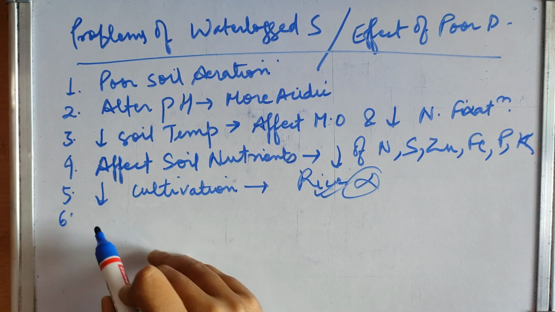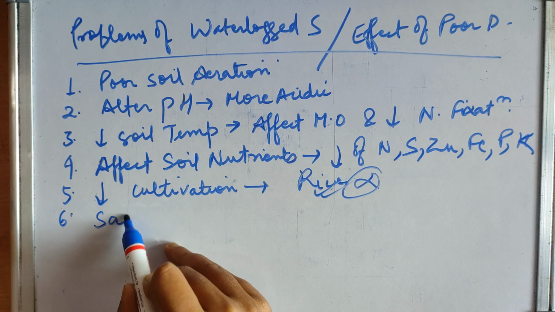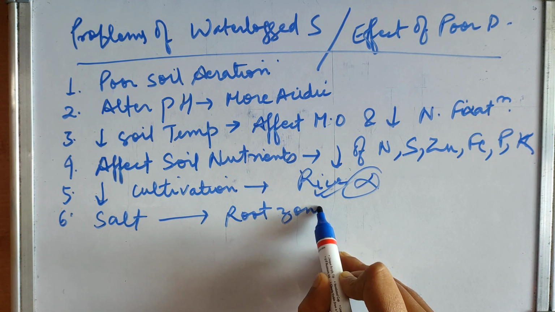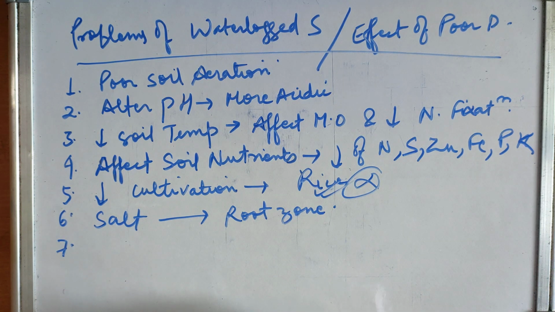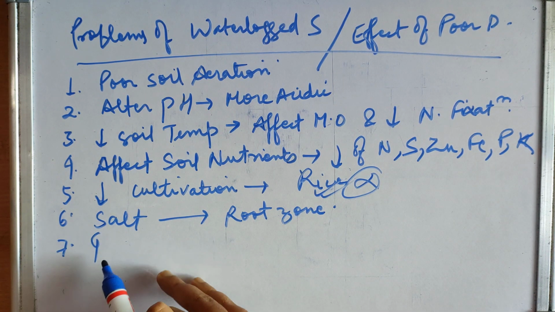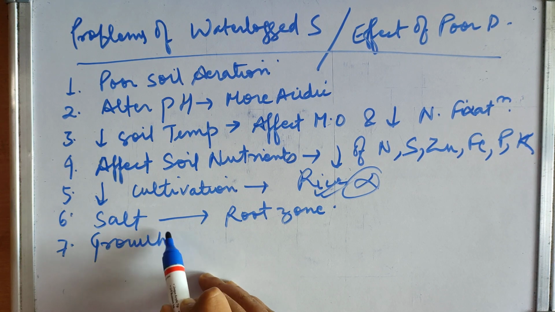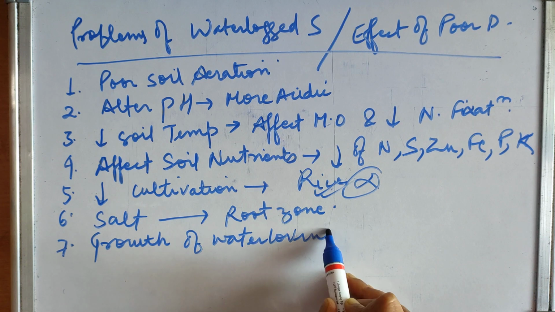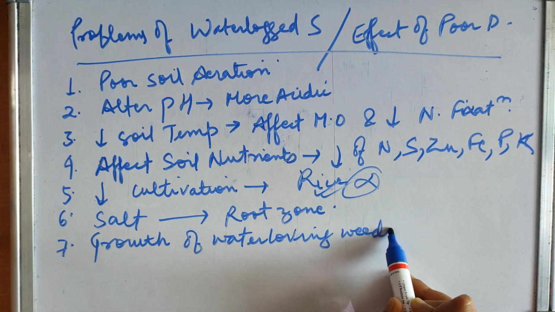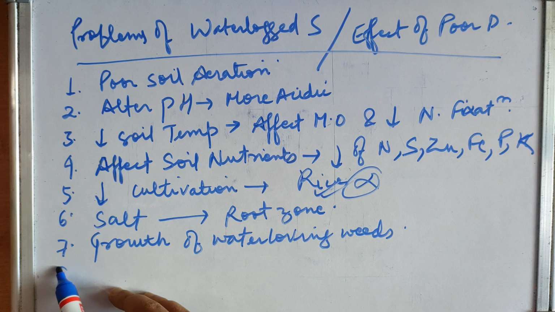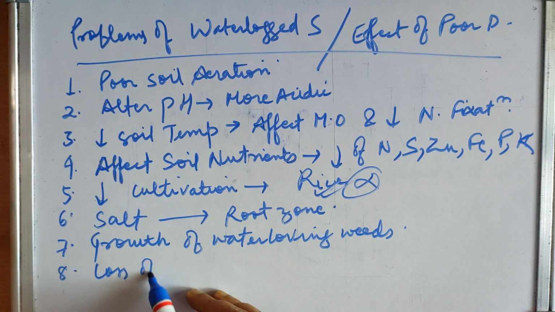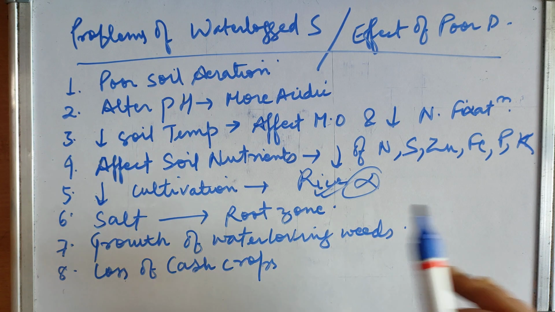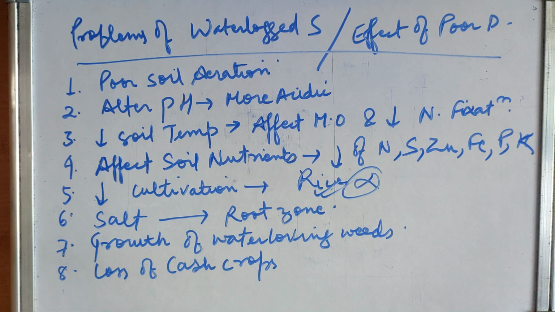Accumulation of harmful salts at the root zone. Salt will accumulate at root zones. Growth of water-loving weeds. Loss of cash crops. And most often in these situations, farmers switch to rice.